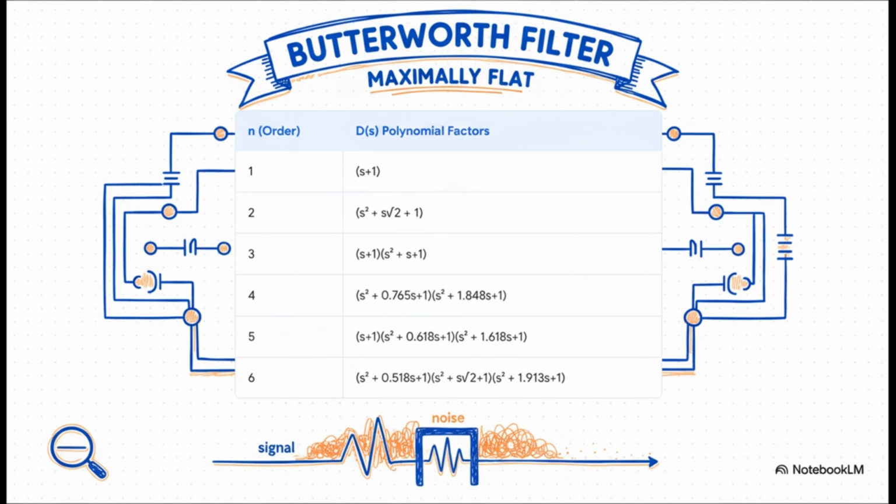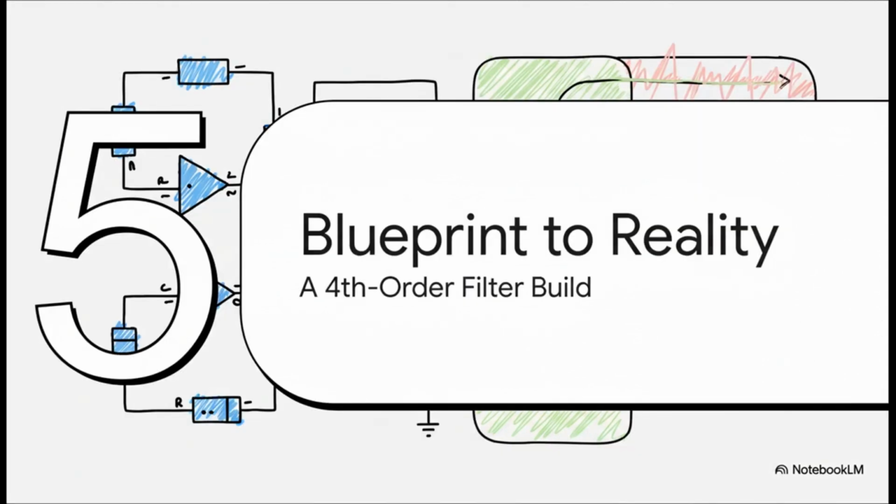And the answer is, thankfully, no. They use tables just like this one. This is basically an engineer's cheat sheet. You need a fourth-order filter? You just go down to the row for n equals 4, and boom, it gives you the exact recipe you need. It's the perfect bridge from pure math to the real world.